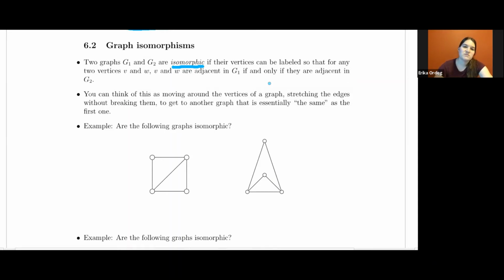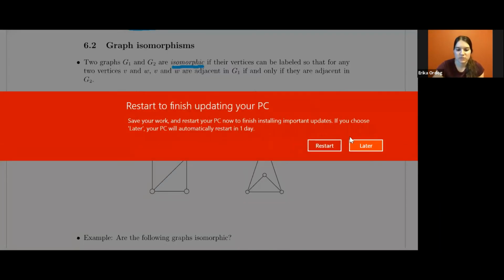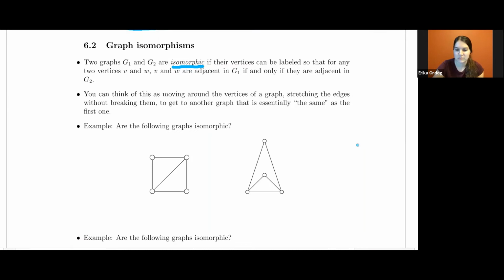Okay, so what does this mean? We can think of this as moving around the vertices of the graph, where we just stretch and move around the edges without breaking any of the edges. So we get another graph that's basically the same as the first one. Oops, sorry about that.